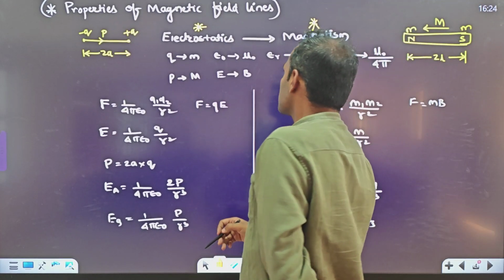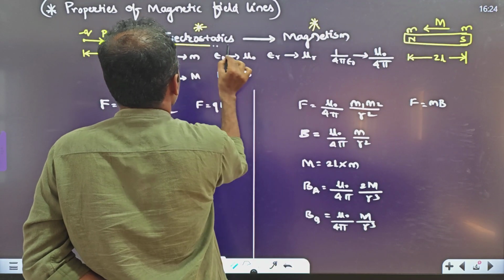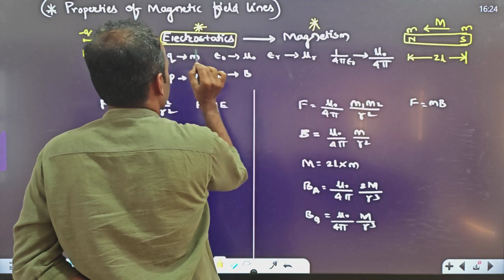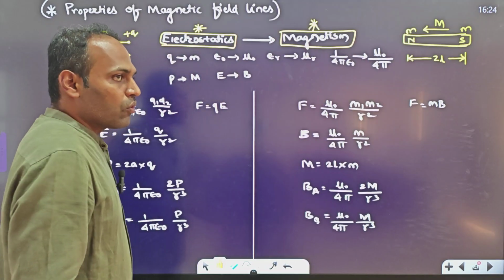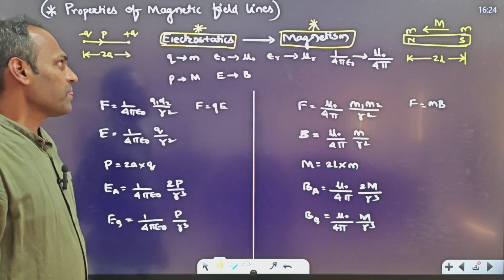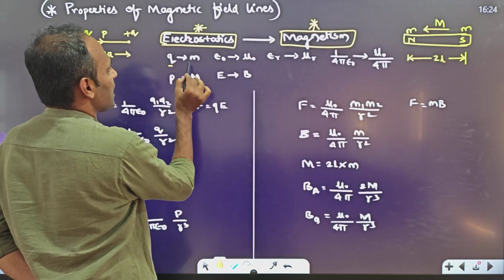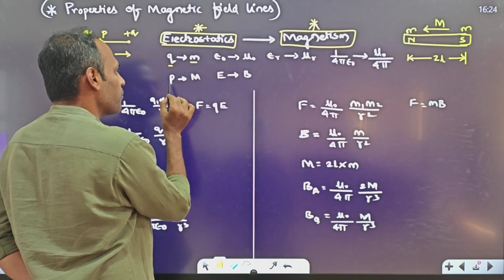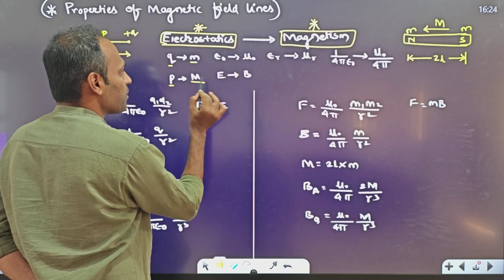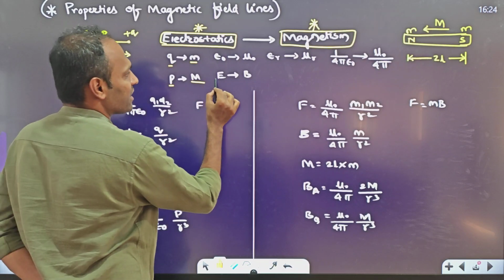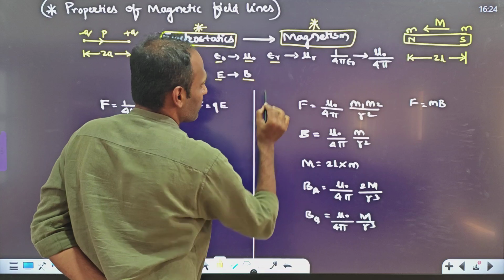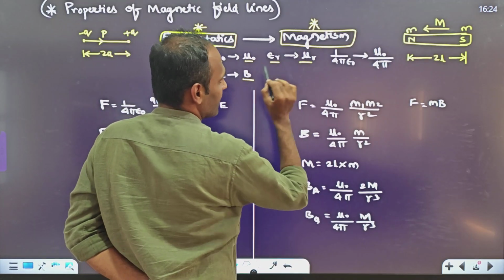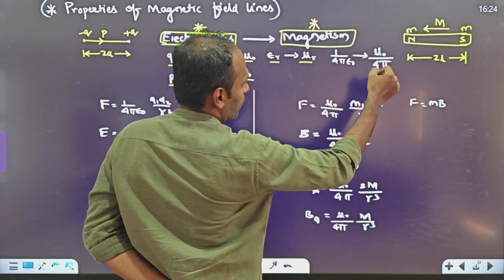Okay, so now we have to compare electrostatics and magnetism and write the formulas. We'll write the formulas in magnetism by comparing with the formulas from electrostatics. What all replacements do we have to do here? See, you have to replace charge by pole strength, electric dipole moment by magnetic dipole moment, electric field by magnetic field, epsilon naught by mu naught, relative permittivity by relative permeability, and 1 by 4 pi epsilon naught by mu naught upon 4 pi.